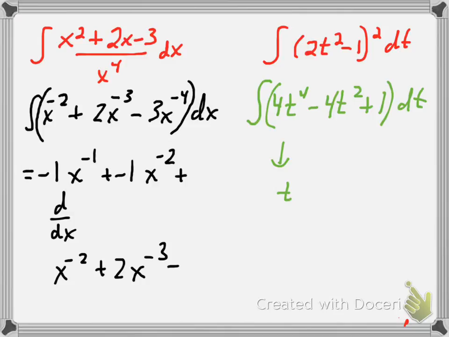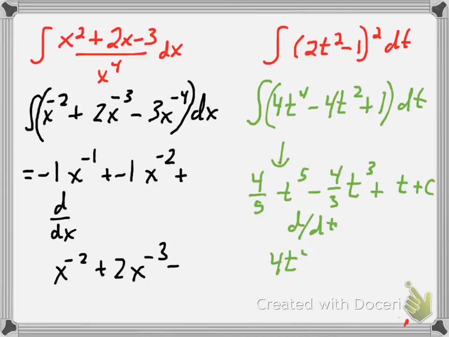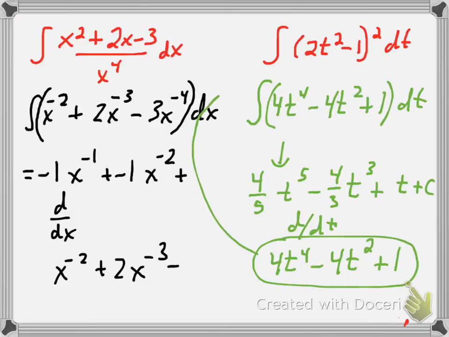Raise by 1, divide by the power. Raise by 1, divide by the power. Raise by 1, divide by the power. That's just going to be 1 plus your constant. If you want to take the derivative with respect to time, 5 times 4/5 is 4t to the fourth. 3 times negative 4/3 is negative 4t squared, plus 1, derivative of constant is 0. This should always match up with where you started when you take the derivative.